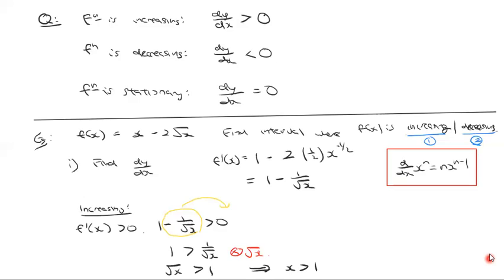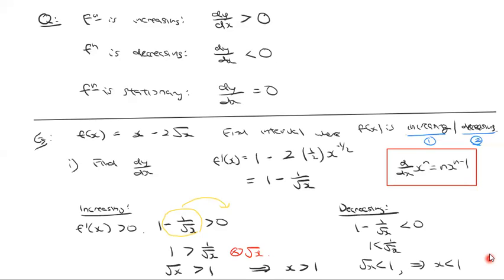Now, if you're decreasing, you would follow the same steps. This time, of course, because decreasing, you're solving it for less than 0. So you'll get 1 is less than 1 over root x. And then you would do the same step as we outlined before. You'll get root x is less than 1, and that leads to x is less than 1.